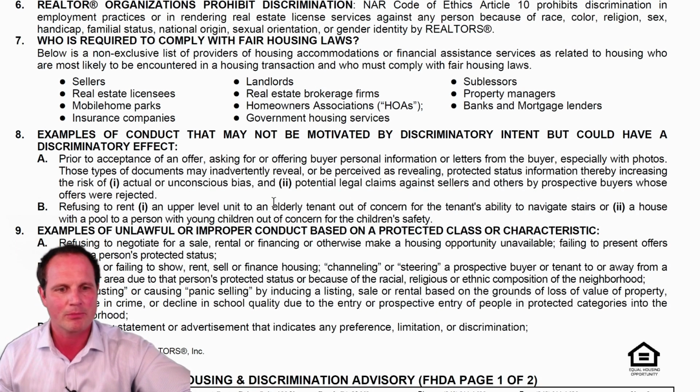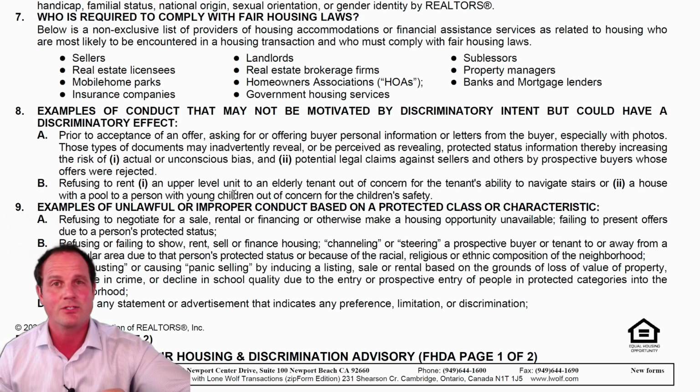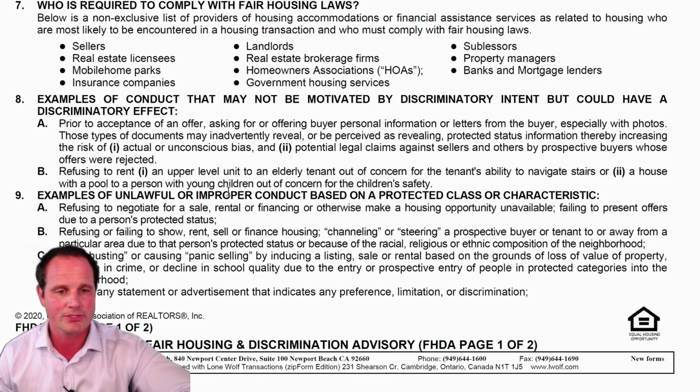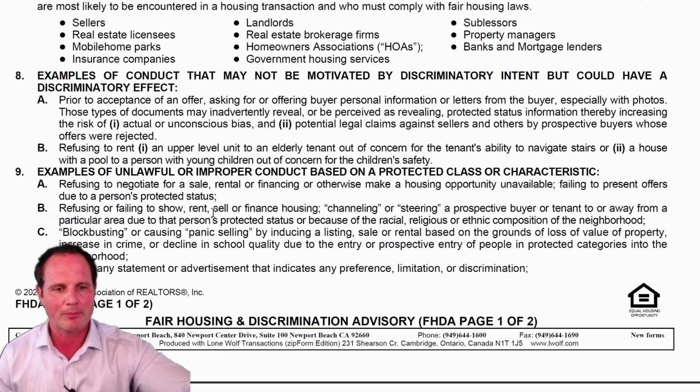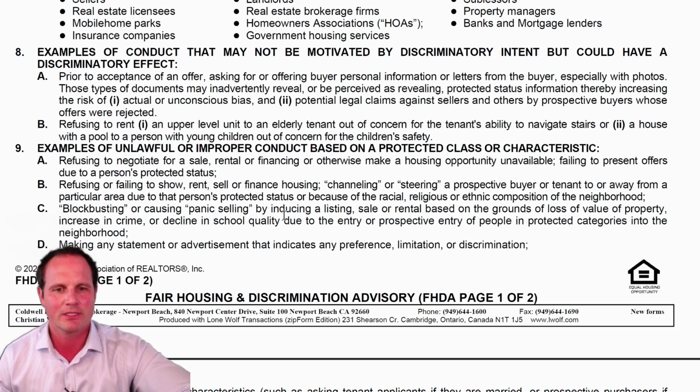And there's a prime example right here: refusing to rent an upper level unit to an elderly tenant out of concern over that tenant being able to use stairs. That's discrimination. You as a landlord, or as a seller, can't say, hey, not going to let you have my real estate. Then there's other improper conduct, and these are big: channeling, steering, thinking that a prospective buyer or renter should live in a certain place. We don't make those decisions. The buyers and renters make those decisions.